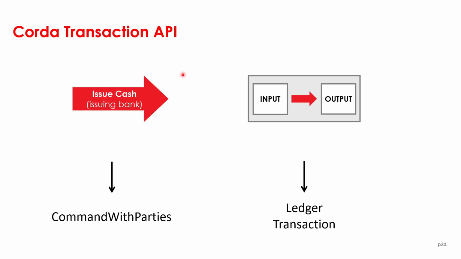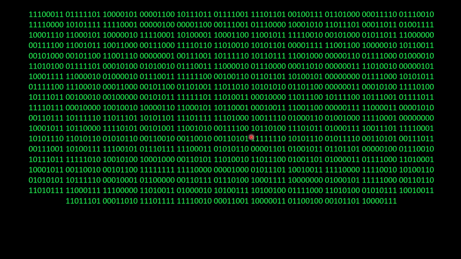In the Corda API, our commands are implemented with the API's commands with parties, and our inputs and outputs are implemented with the ledger transactions. And it's time for a demo.